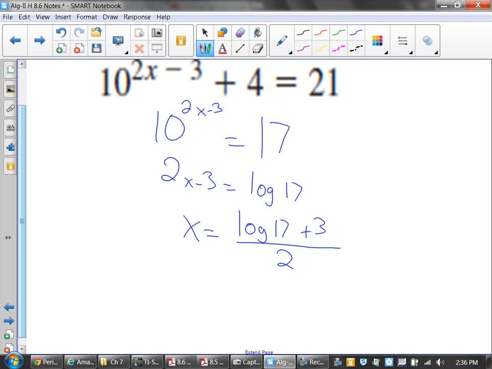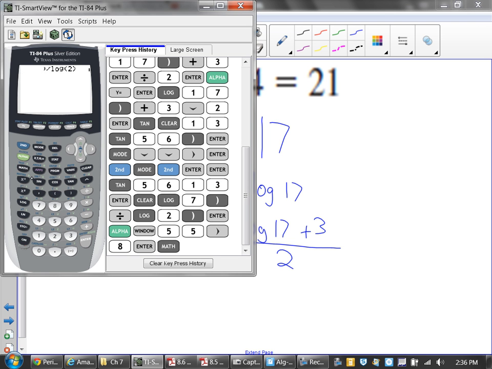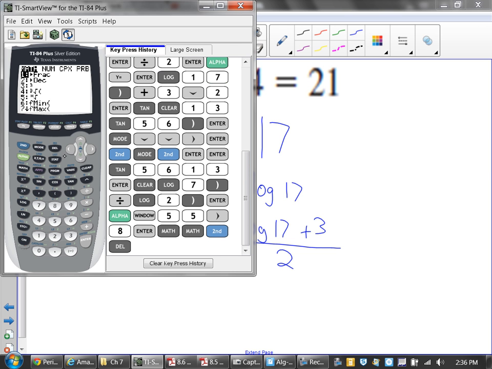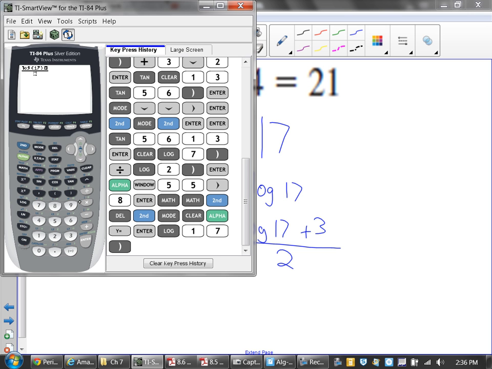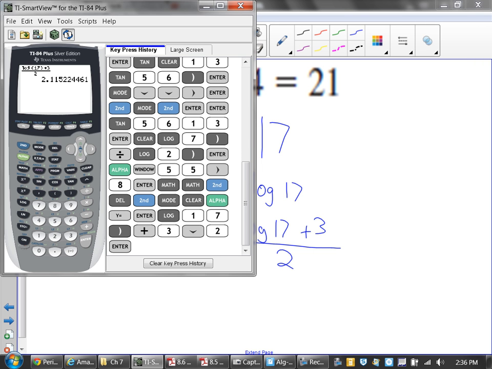My parentheses. I will recommend when you have a fractional log like this where you have to work with it, use your alpha y equals button on your calculator. Oops, not the math. Yeah, go to your alpha y equals, type it in directly like that. Log of 17. Make sure you close your parentheses. Add the 3, go to the denominator, hit a 2, and hit enter.